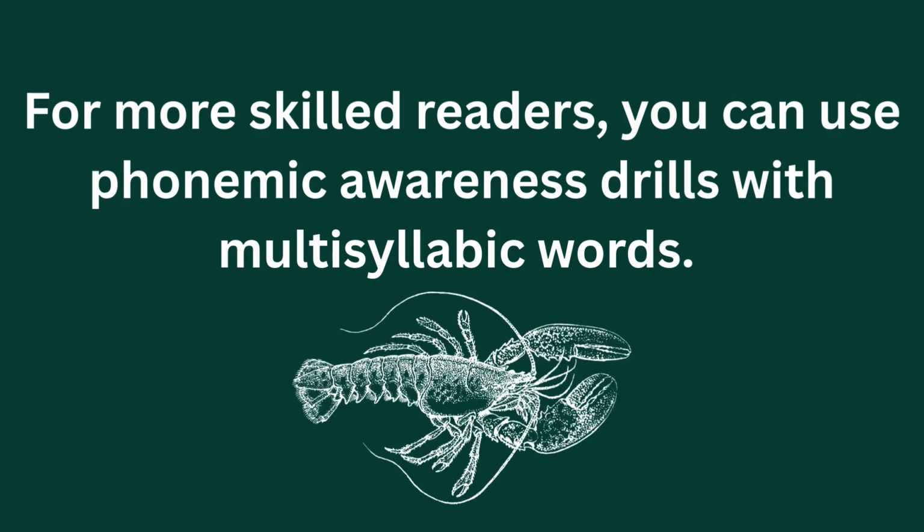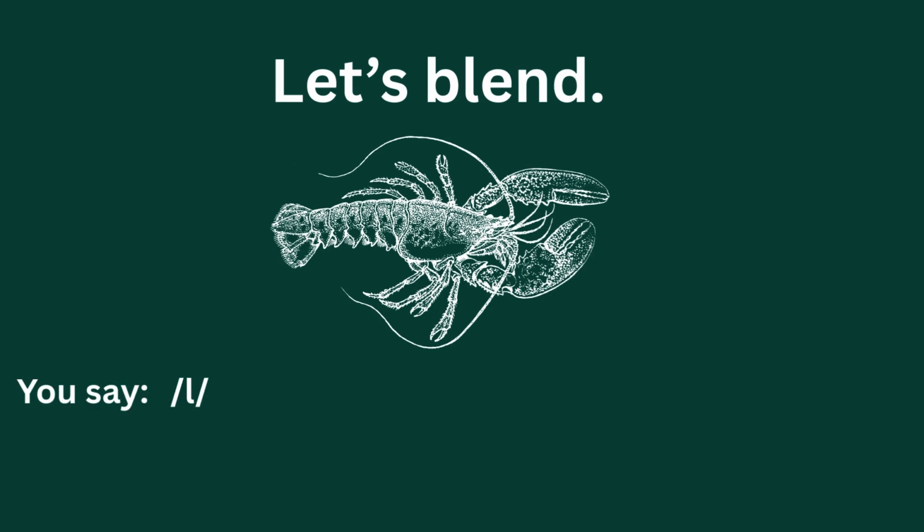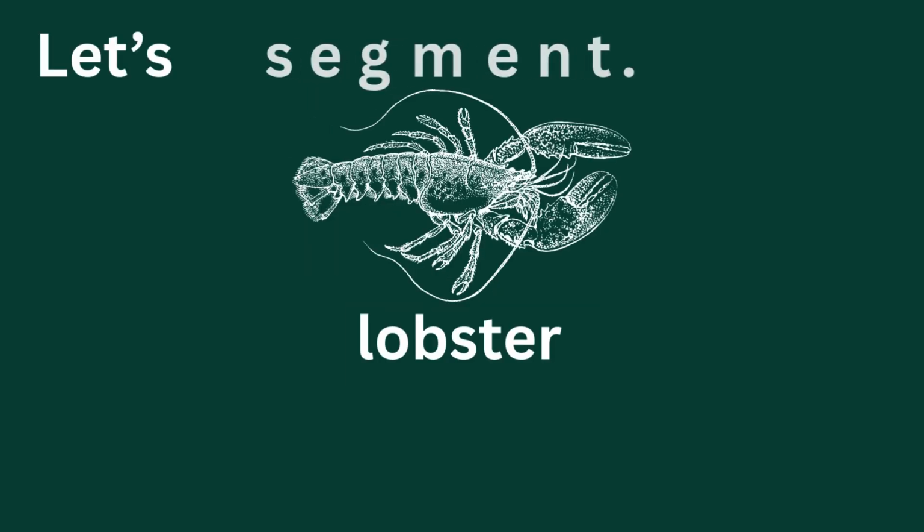So for example, the word lobster. If we are blending it, you as the teacher are segmenting. First syllable, l-o-b. The student would say lob. Second syllable, s-t-er. Student says ster. Lobster is the word blended together.